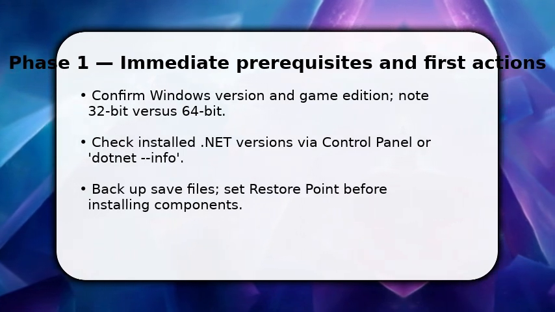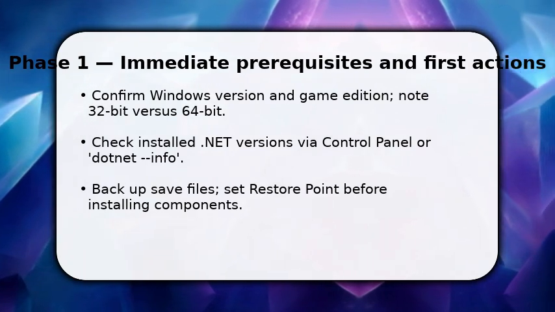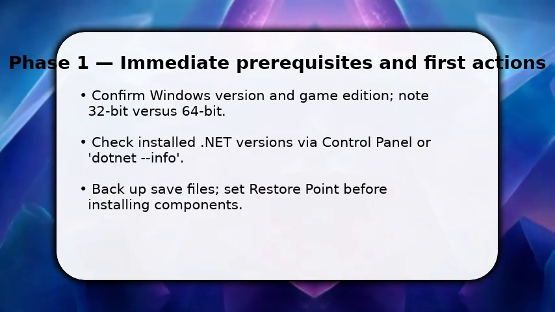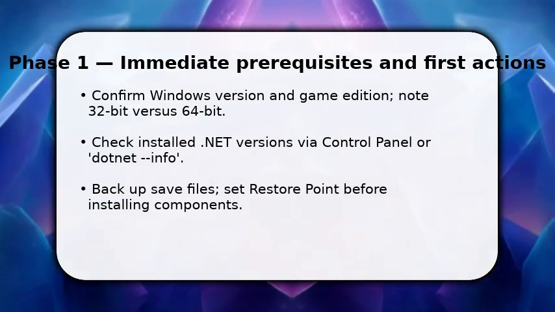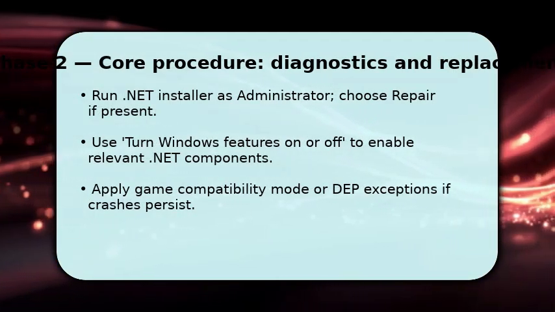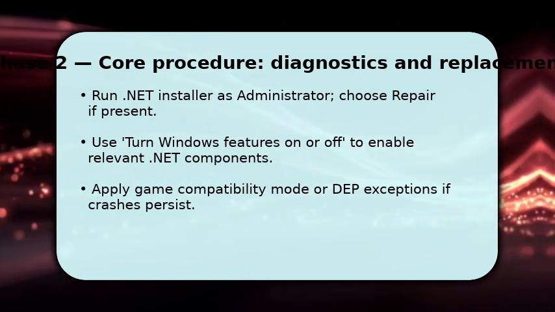Now download the required .NET redistributables for the missing versions, but do not install yet. Prepare administrative credentials and close Steam or the game client. You should run the selected .NET redistributable as administrator and follow prompts. Choose Repair when offered because repaired files often fix missing dependencies.